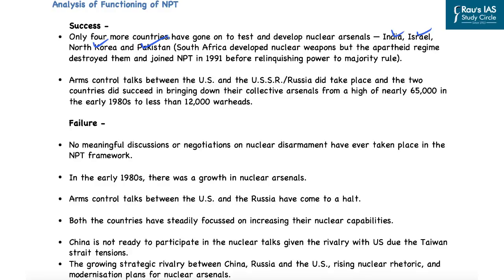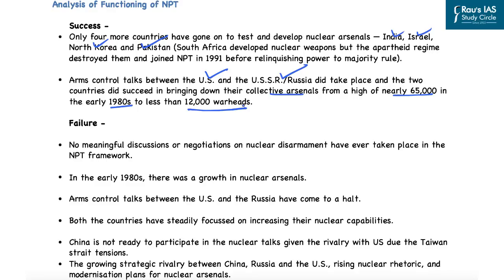Further, if you look at the progress related to the disarmament under the NPT treaty, the arms control talks between the US and the erstwhile USSR or Russia did take place, and the two countries succeeded in bringing down their collective nuclear arsenals from a high of nearly 65,000 in the early 1980s to less than 12,000 nuclear warheads in recent times. However, the success of the NPT treaty has been limited, and there have been various instances of failures in the functioning of the NPT treaty.